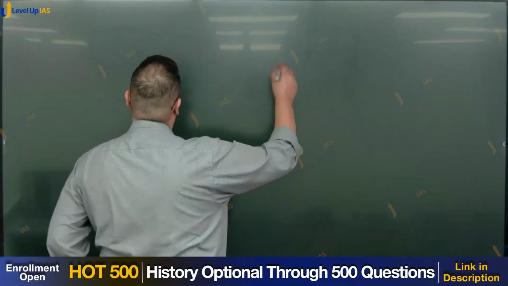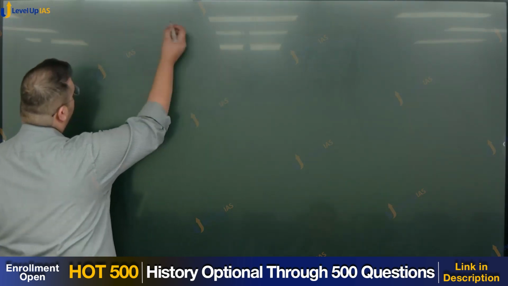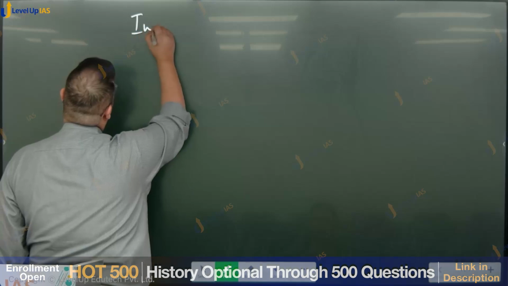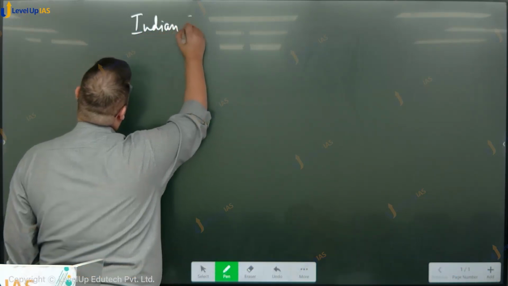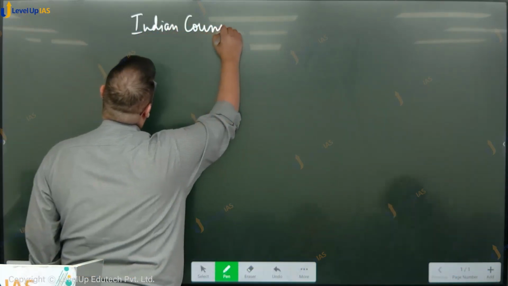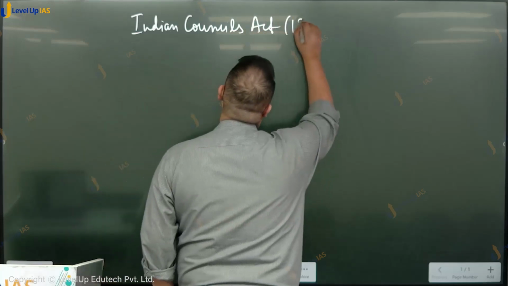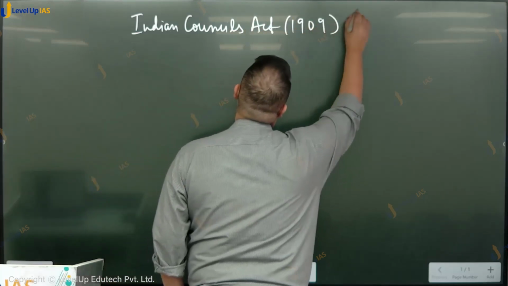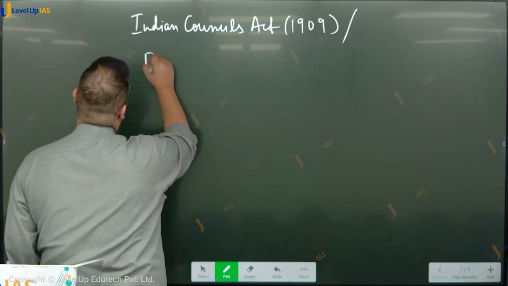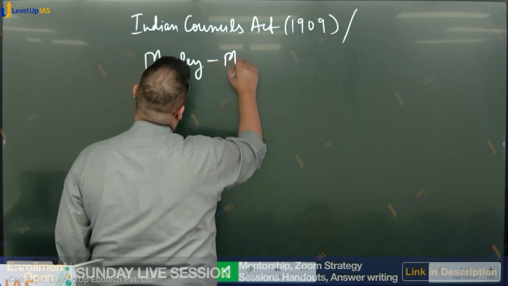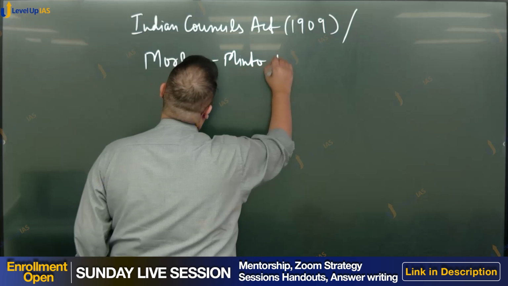In yesterday's class, we had covered the Surat split and the significance of the Swadeshi movement, and today we are going to carry on with the Indian Councils Act 1909, also known as the Morley-Minto Reforms.